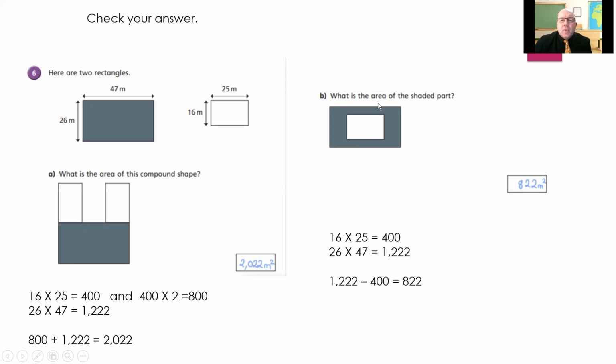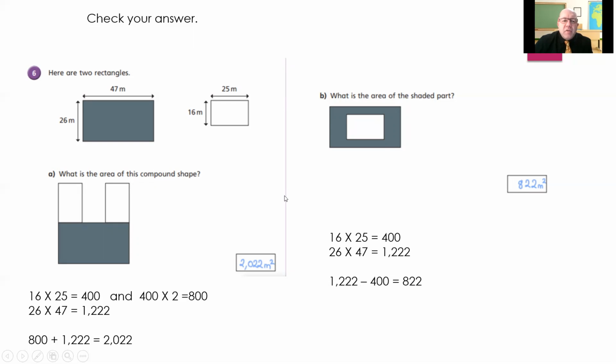And for B, we need to know the area of the grey shape. Well, we've already worked that out, so we can use this maths again. 1,222, and we know that a white shape is 400. But this time we're doing a takeaway. Our final answer will be 822 meters squared.